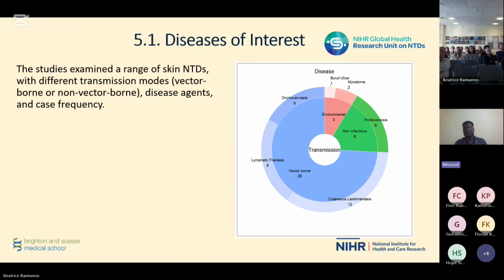One of the first is the disease of interest. The disease of interest reminds us of the range of Skin-NTDs with different transmission modes, vector-borne or non-vector-borne, disease agents, and case frequency. This graph beside summarizes what I am saying. Next.